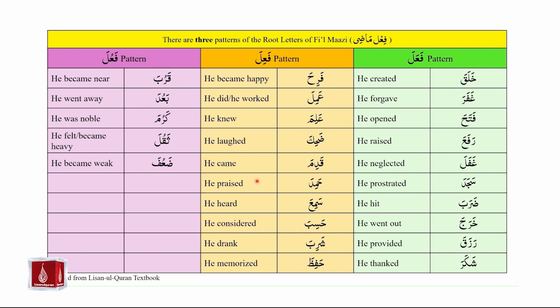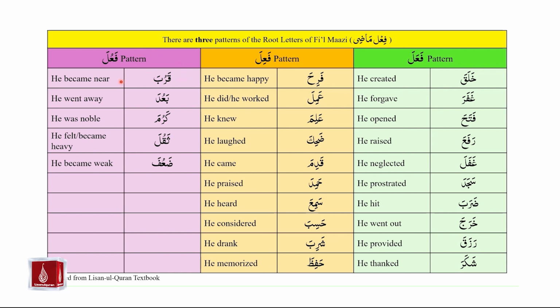Hamida, he praised. Sami'a, he heard. Hasiba, he considered. Shariba, he drank. Hafiza, he memorized. Let us look at some examples of fa'ula pattern.